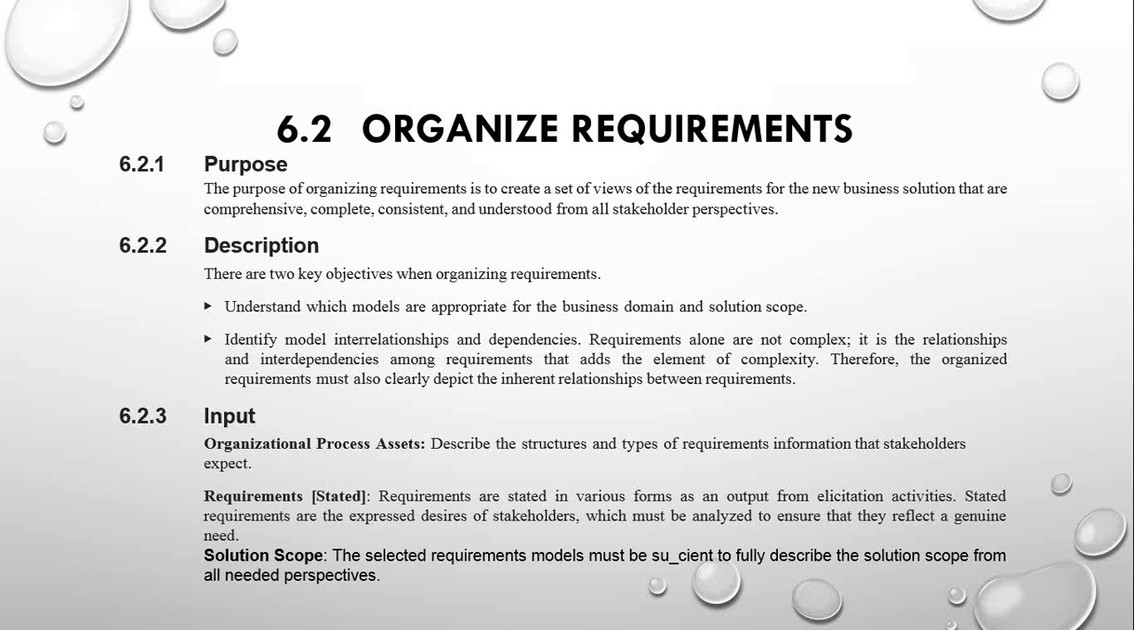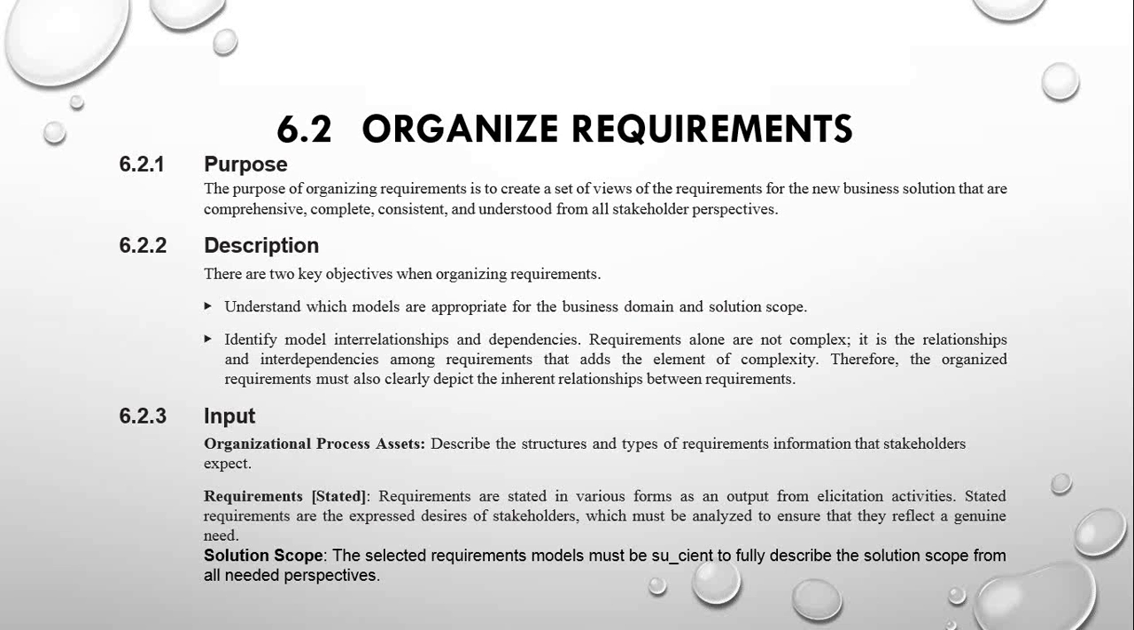It is the relationship and the interdependency among requirements that adds the element of complexity. Therefore, the organized requirements must also clearly depict the inherent relationship between the requirements. So again, what it is trying to say, it's not always about what requirement you have. When you look at the model, how the current system is structured and how it is working, you need to find out where exactly the dependency is.